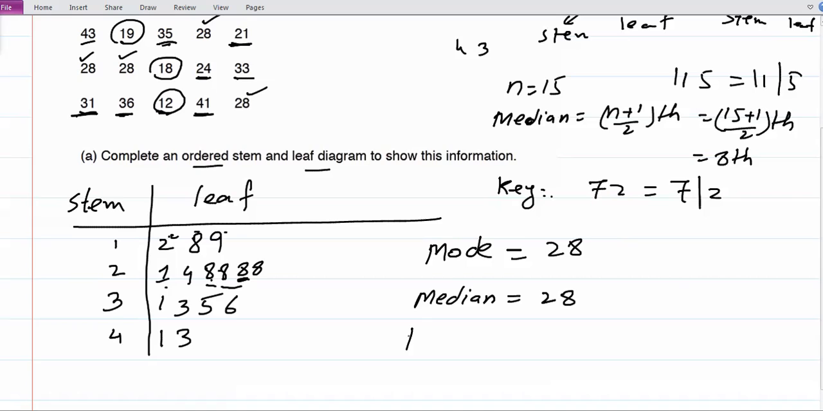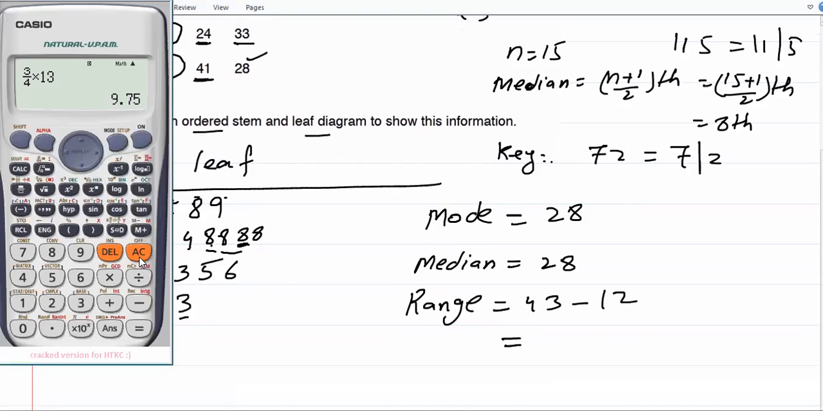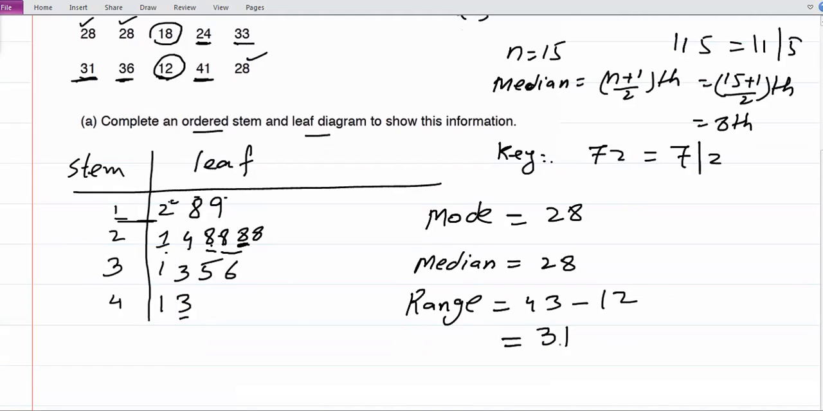Okay, range. What will be the range? Largest value, this is the largest value, 43. Smallest value, this is the smallest value, 12. Range is always largest value minus smallest value. So 43 minus 12, that is 31. So 31 is the range.